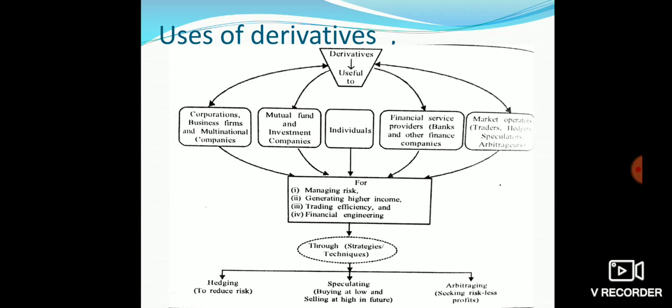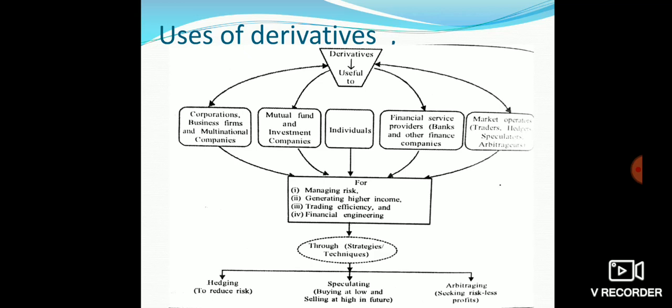risk. So obviously derivatives are risk hedging strategies, correct? To manage the risk or to decrease the risk because of market fluctuation, they are going to use derivatives. Generating higher income: because of derivatives, they can generate higher income, correct?